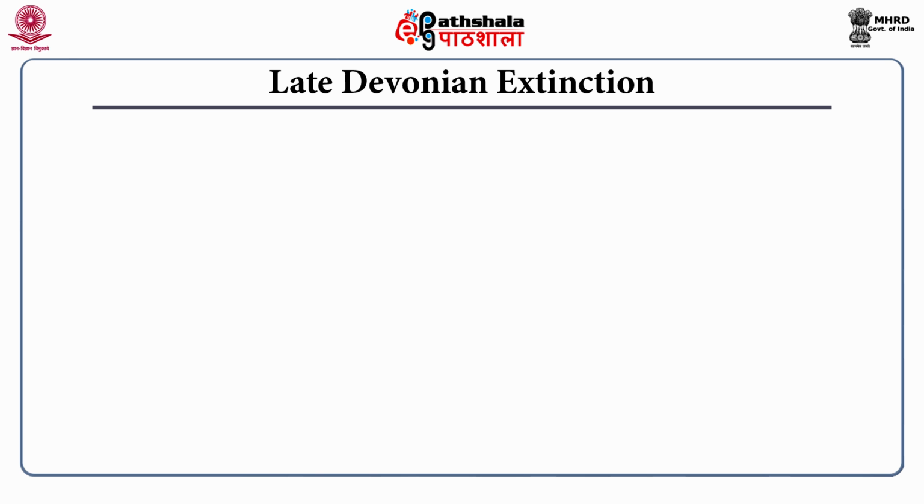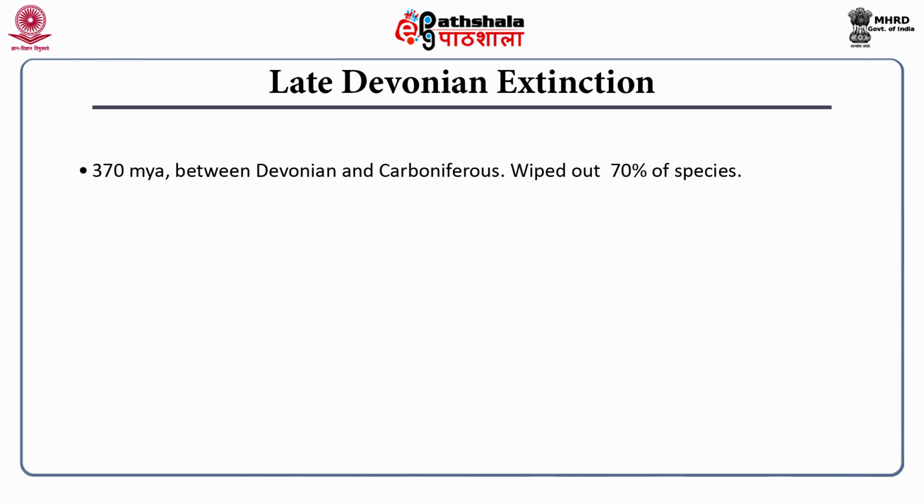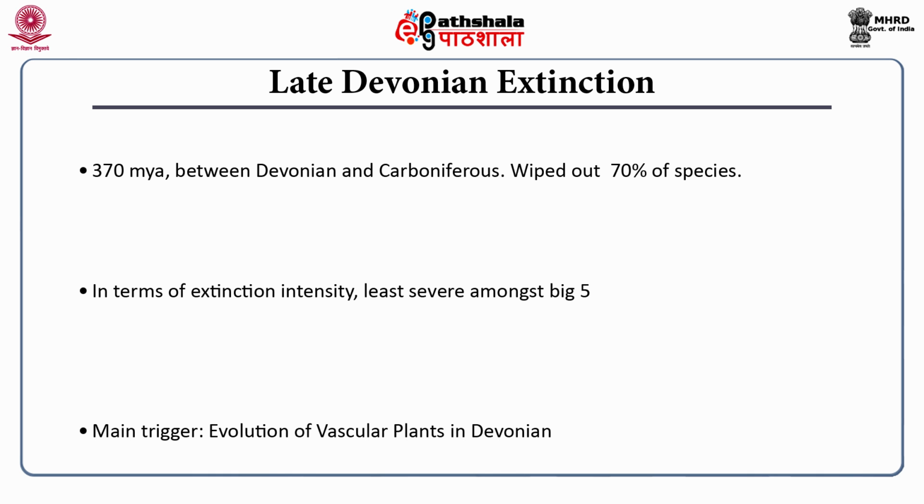Second in our extinction events is the late Devonian extinction that happened 370 million years ago between the Devonian and Carboniferous eras. It wiped out almost 70% of species. In terms of extinction intensity, the late Devonian extinction is the least severe amongst the big five. The main trigger of this extinction event is the evolution of vascular plants in the Devonian. Whenever the vascular plants evolved in the Devonian era, they consumed a lot more CO2 from the atmosphere, and that led to global cooling.